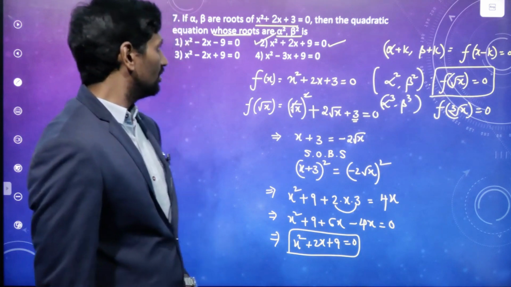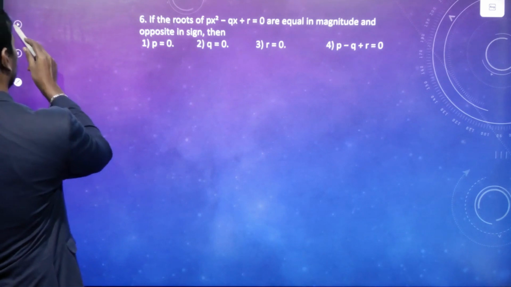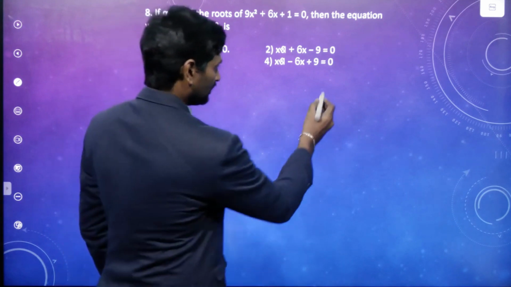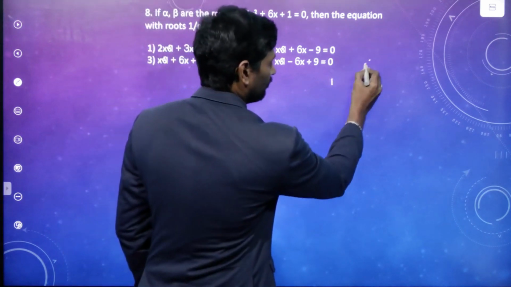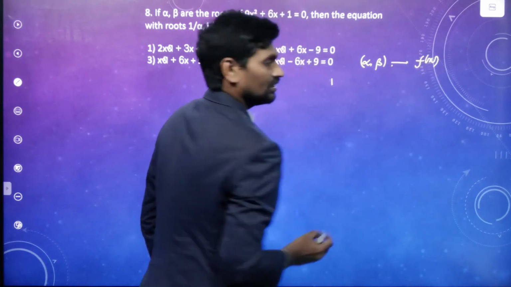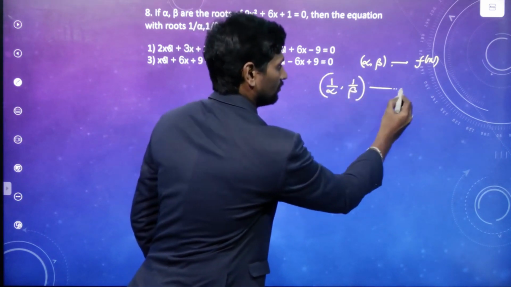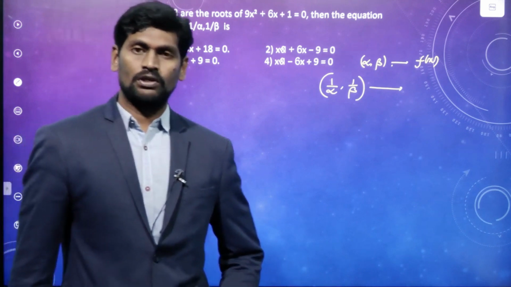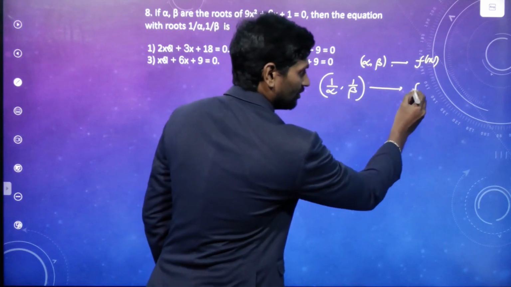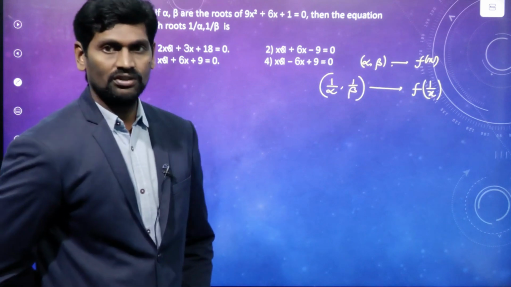Let us go to the next question. I think the 6th we already completed. Now the 8th question. What is the formula for this? If alpha, beta are roots of f of x, then 1 by alpha, 1 by beta are roots of f of 1 by x.